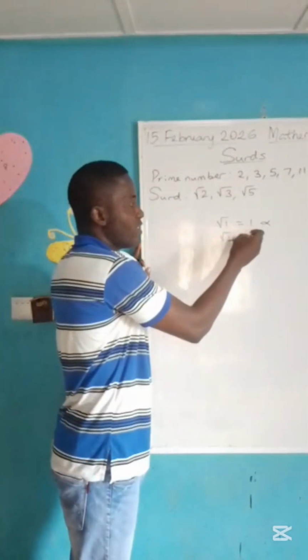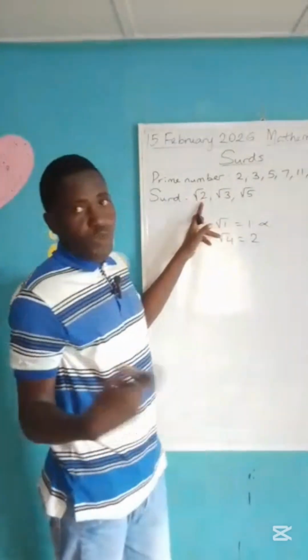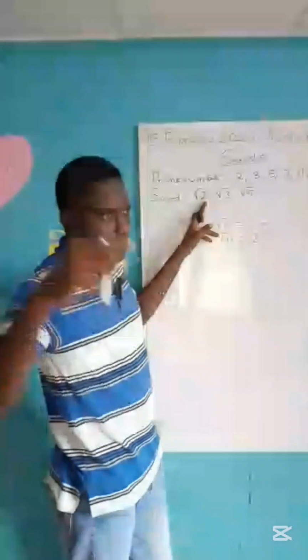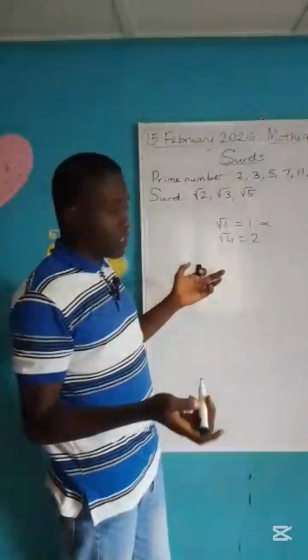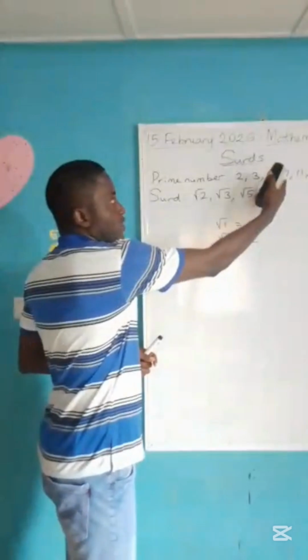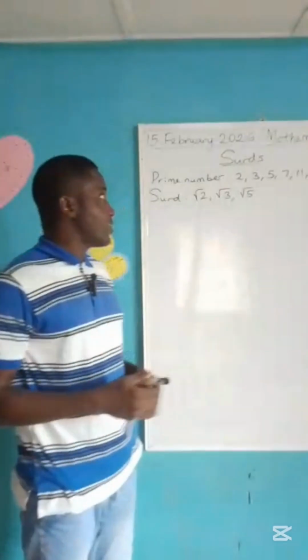Square root of 4 is also not a surd, because you will get 2. For square root of 2, there is nothing you will get. If you try to get it, you will get 1 point something something that will continue forever. So that's a surd. So that's how to know surds. So square root of 5, square root of 7, square root of 11, square root of 13, square root of 17, square root of 19, they are surds.